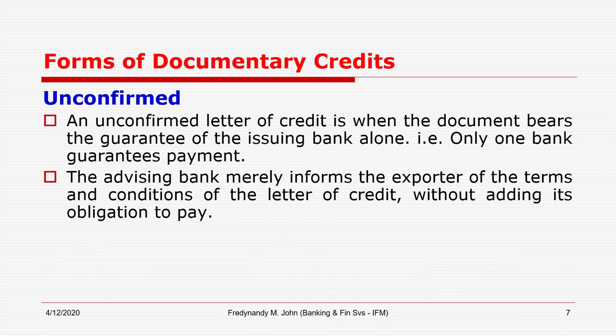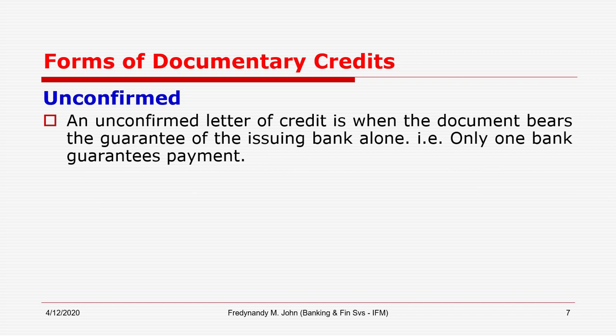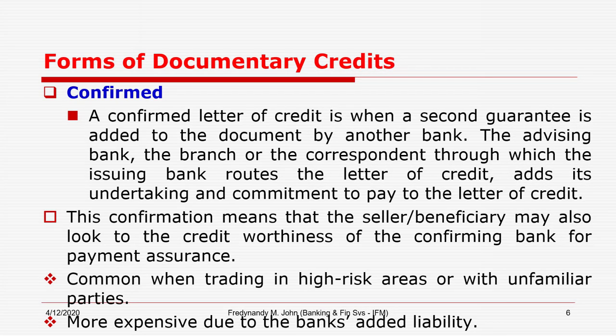So the difference between these two letters of credit is that with the unconfirmed credit, it's only a single bank, the issuing bank, promising to pay the beneficiary, who is the exporter. While with the confirmed letter of credit, there is a third-party bank that guarantees to pay the exporter, who is the beneficiary, just in case the issuing bank has failed to meet its obligation as per the contract. And therefore, ladies and gentlemen, in case the exporter deems that he is trading under a high-risk environment or with unfamiliar parties, then it is much better to go for the confirmed letter of credit.